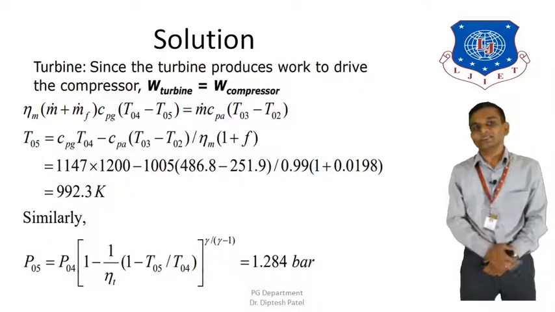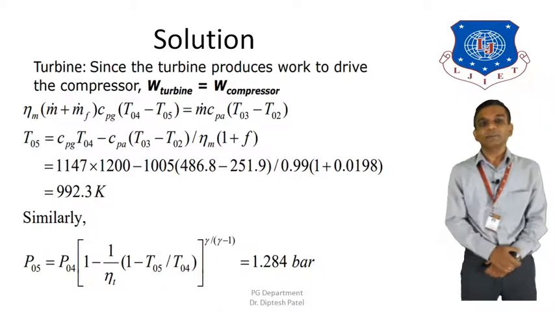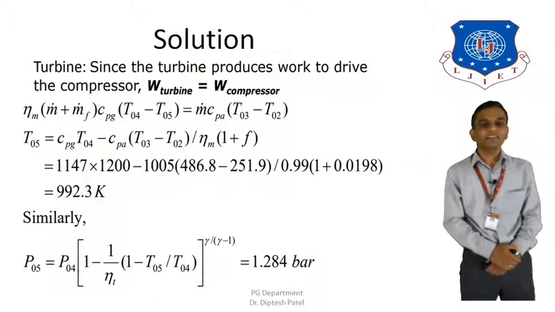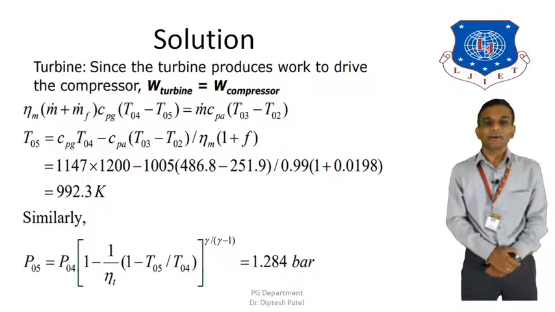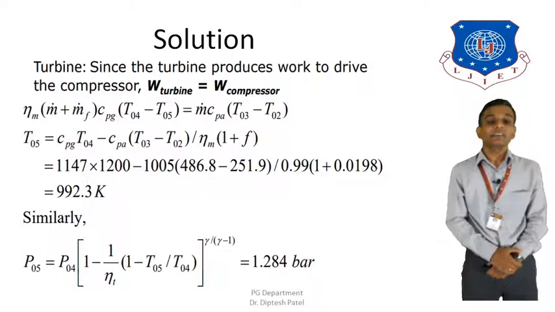So just done the expansions of the work done which takes place in turbine and the compressor, and then, since I got all of these values, I should be able to get TO5, which is equal to CPG TO4 minus CPA inside the bracket TO3 minus TO2 divided by eta m inside the bracket 1 plus F. So just put the values here: 1147 into 1200 minus 1005 inside the bracket 486.8 minus 251.9 divided by 0.99 inside the bracket 1 plus 0.0198, and on the basis of that I get the TO5, and that is 992.3 Kelvin.